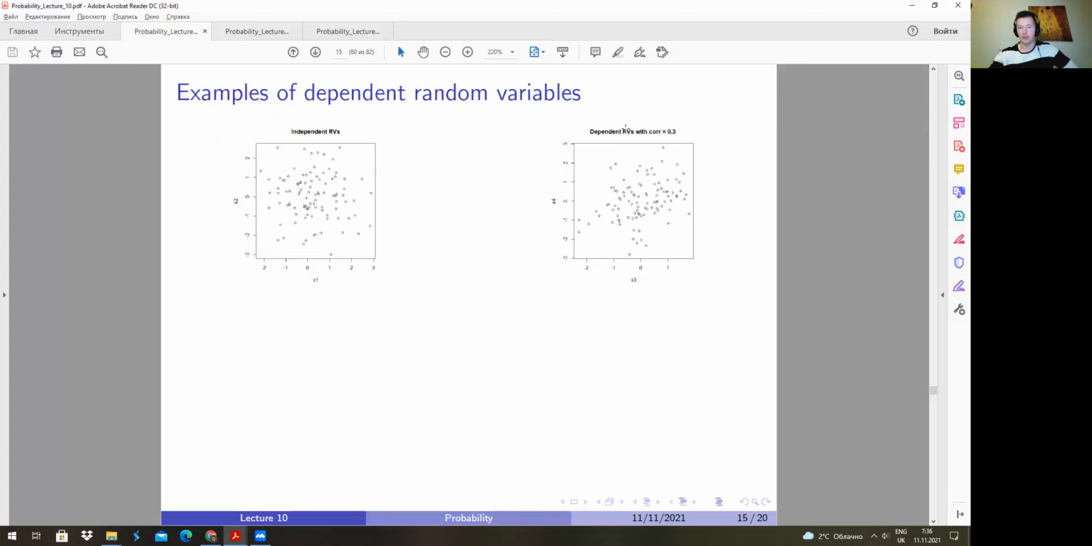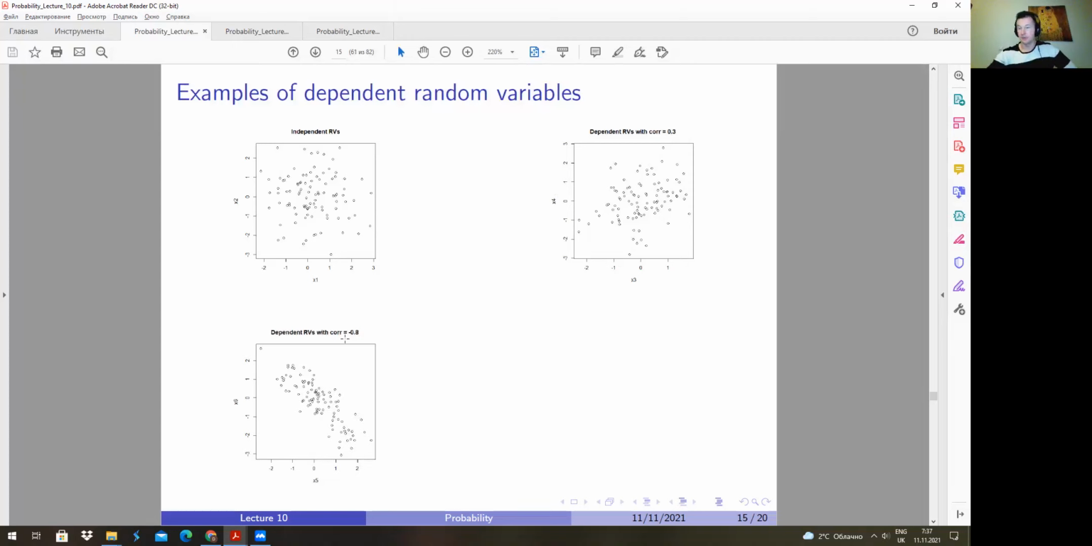Here we have dependent random variables with a weak dependency between them. So it's a correlation coefficient, and I will introduce the correlation later, with a correlation of 0.3. You see that they are somehow formed in this direction. On average, when x3 is greater, x4 also kind of increases.